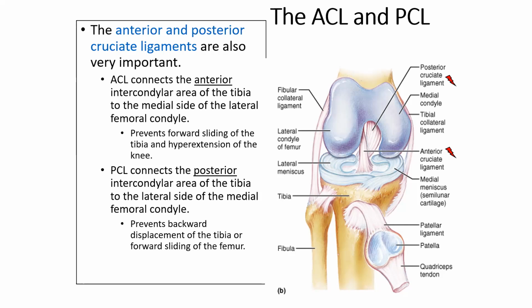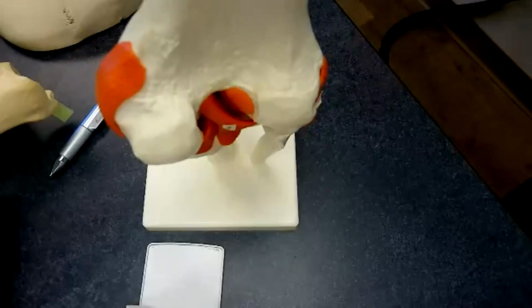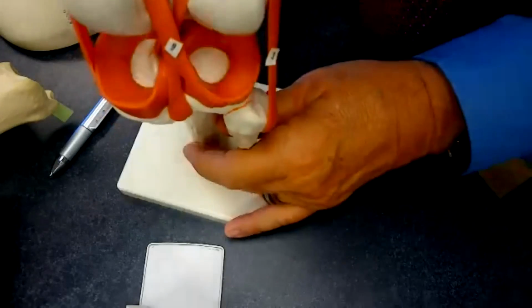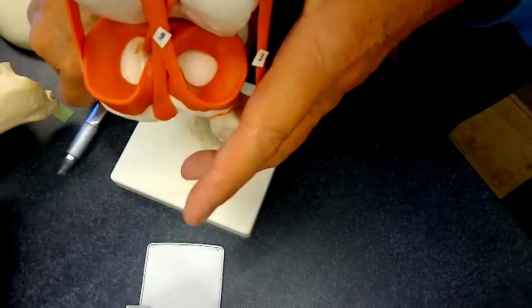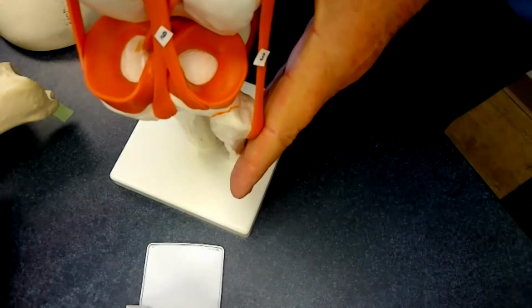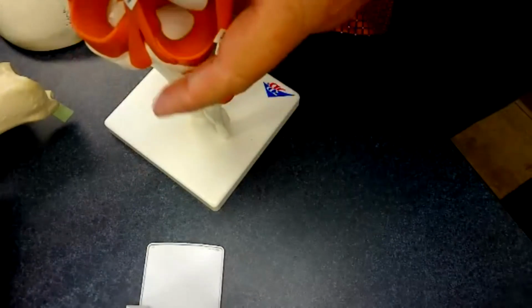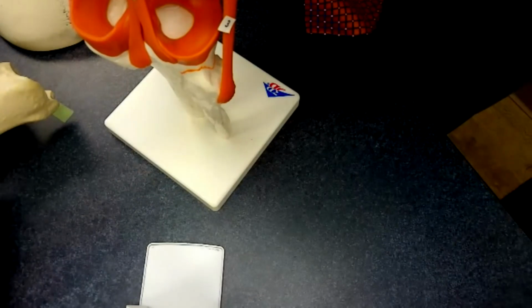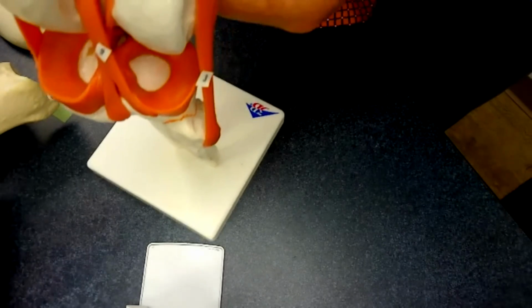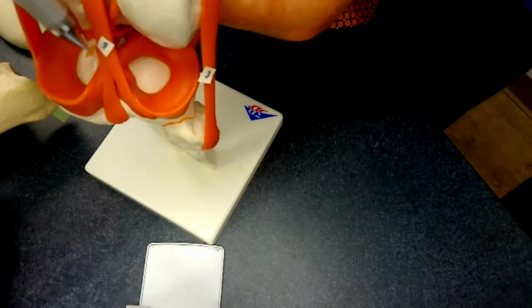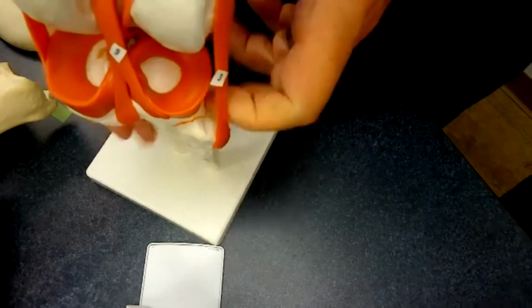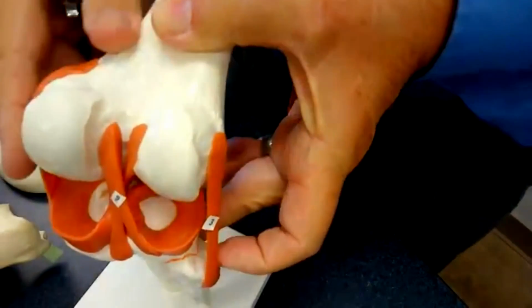So, and you can see it. Let me bring up my knee. Hopefully I can do this without tearing that. Okay, here's our knee. Here is our ACL right here. Here's our ACL. Now, this is the ACL. Let me get back. Okay.